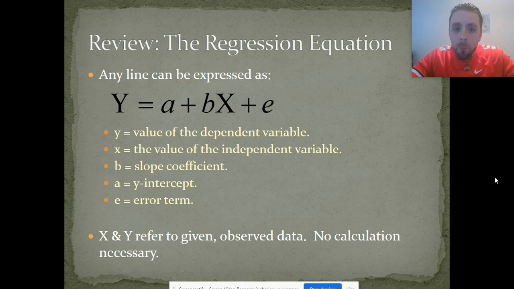All right. B refers to the slope coefficient. B refers to the magnitude of the change in Y, assuming a 1 unit change in X. So that's what you're ultimately trying to calculate for interpretation purposes.